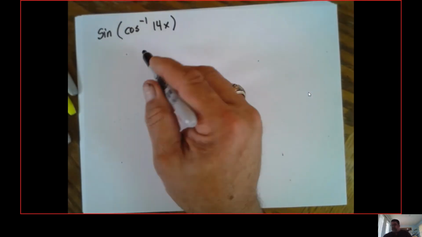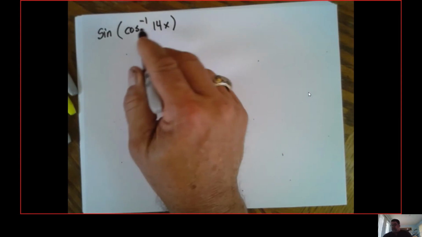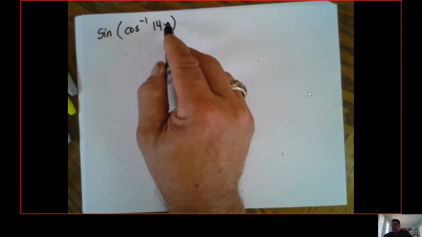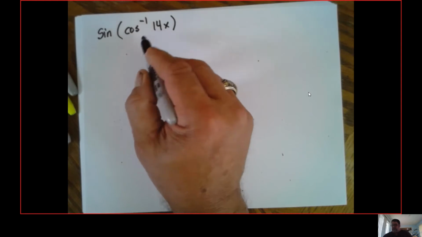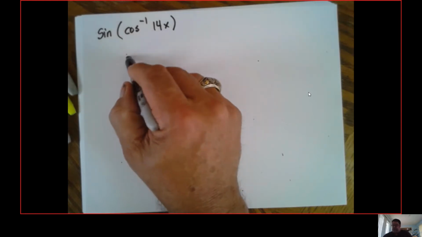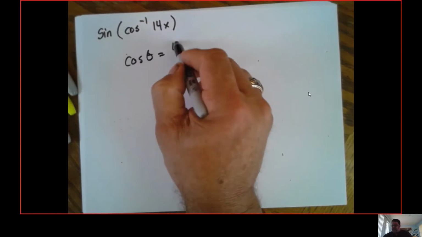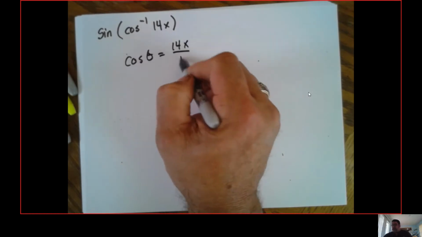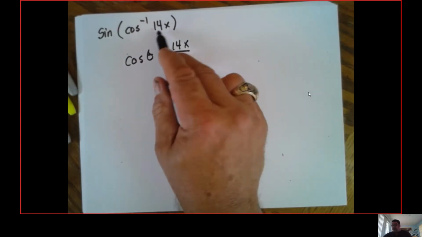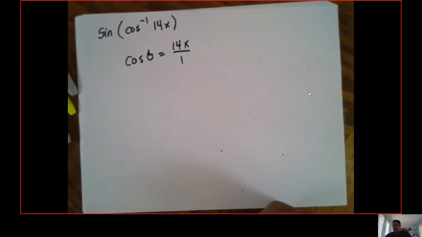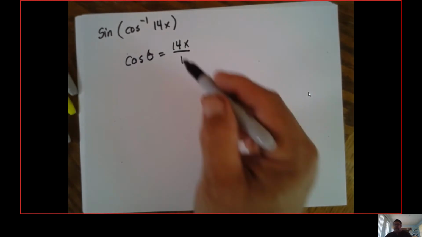Anyway, the first thing you're going to do is say, okay, if the inverse cosine is 14x, then that means the cosine of theta is equal to 14x over 1. Now, how did I know that 1 there? Because that's the whole number. You don't see a fraction, do you? I don't. So if that's a 14, if it's a 12, if it's a 5, then there's a 1 right there. If it's a 2/3, then it's 2 over 3.